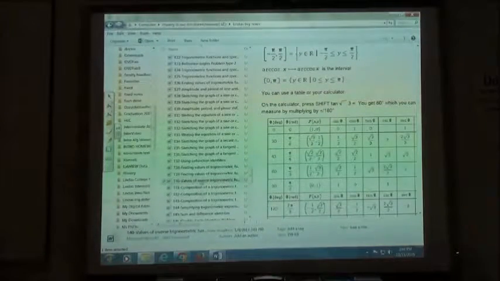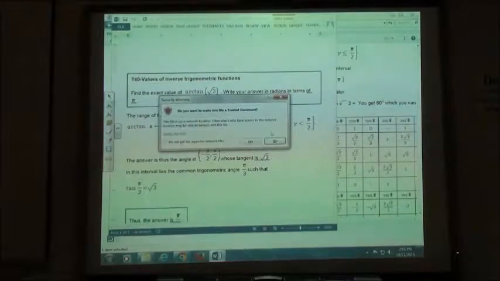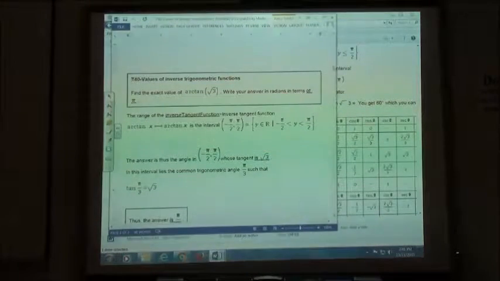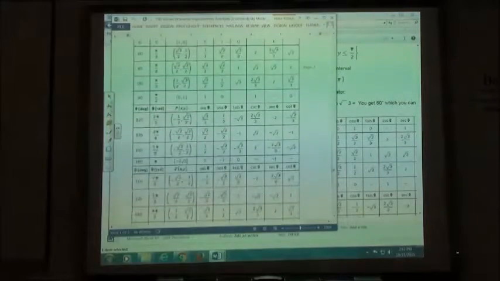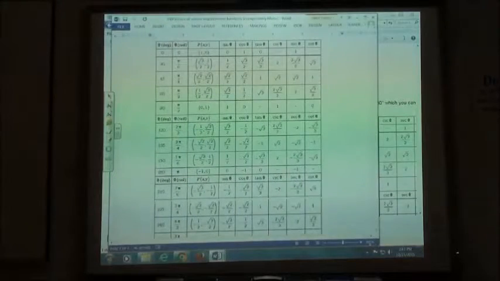There it is. Values of inverse trigonometric functions. And at the end, I'm going to have this great big table here that you may or may not be able to read on the screen, but I'm going to bring it up. But again, you might want to have that.